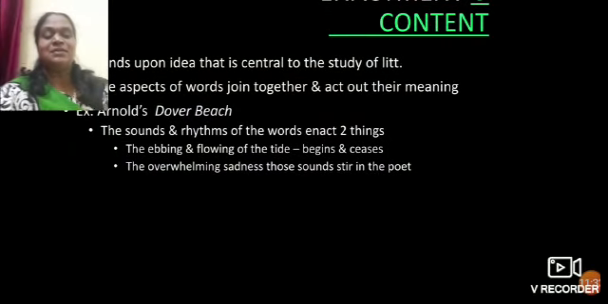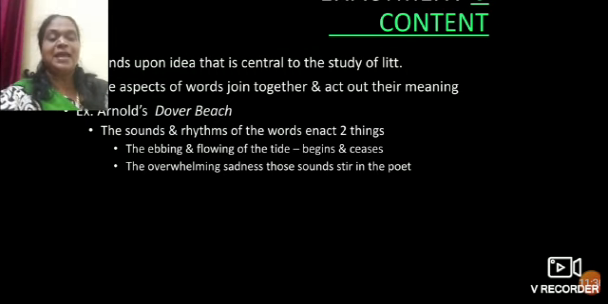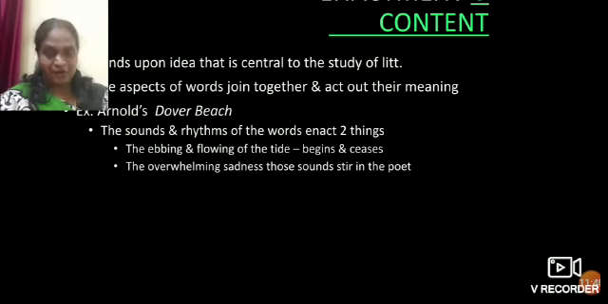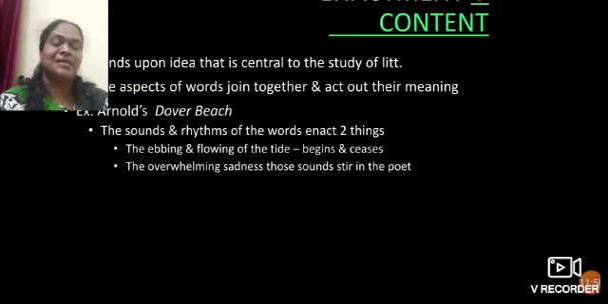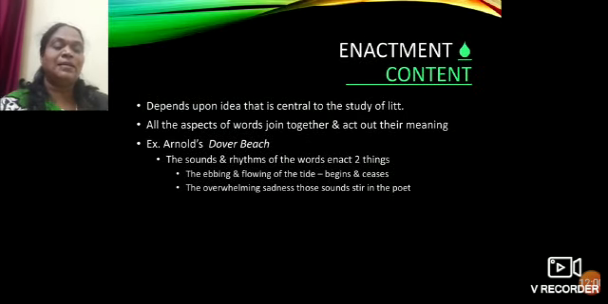What are they enacting? First enactment is the ebbing and flowing of the tide. With the ebbing and the flowing of the tide, there is an indication or connotation of something beginning and something ending or ceasing. Next is the tone. It also enacts the overwhelming sadness that the sounds could stir in the poet.